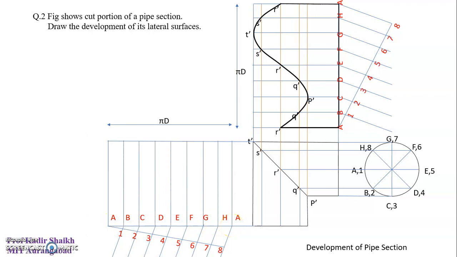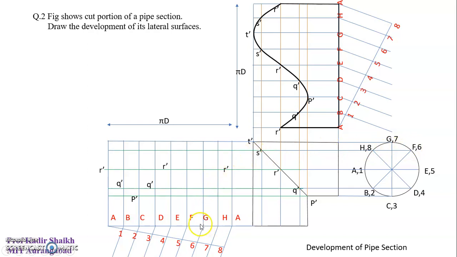Draw the generators through it. Now project the cutting points one by one. P dash. P is on C3, so here again it should be on C. Similarly Q is on B2, so it is B and D. Similarly R is on E and A, so R is on A, E and A. S is on H and F, so if I project, it should be on H and F, and the last point is the T.